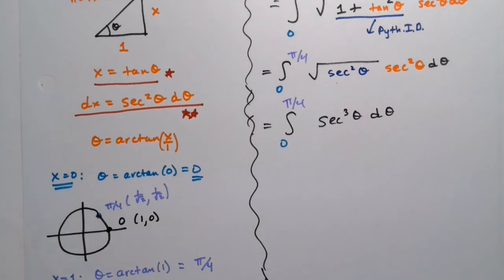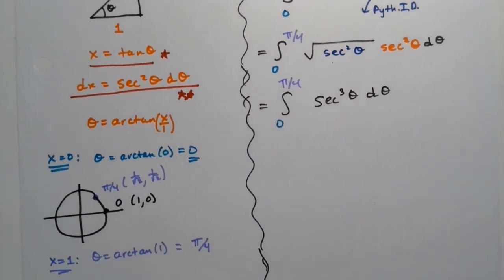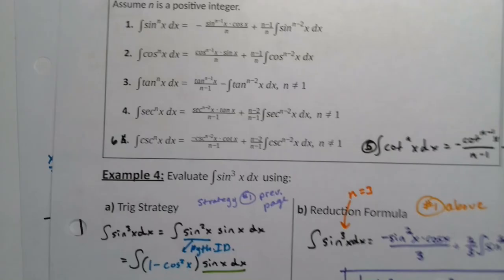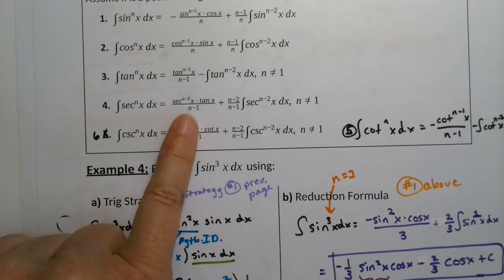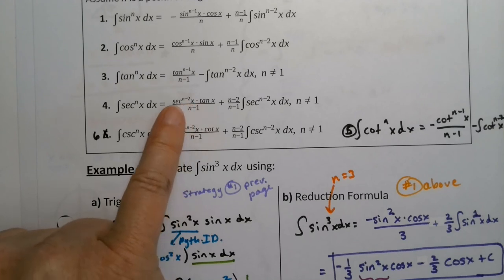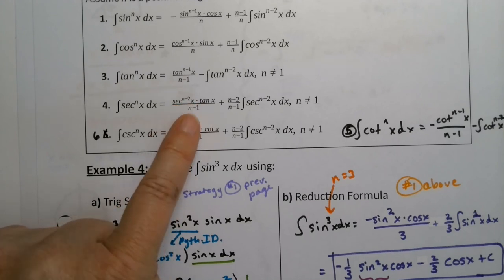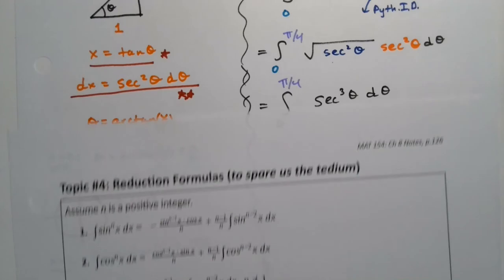And I will yet again use a reduction formula. We have a reduction formula. That's what we're going to use at this point, which is right here. So secant cubed, so n for me is 3. So I'm going to use this formula and write it all out.